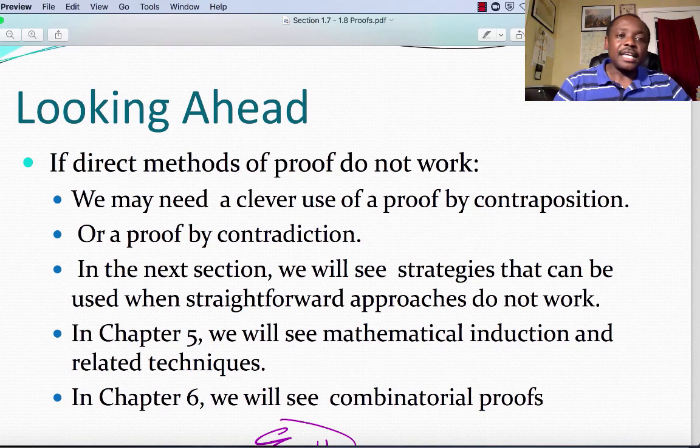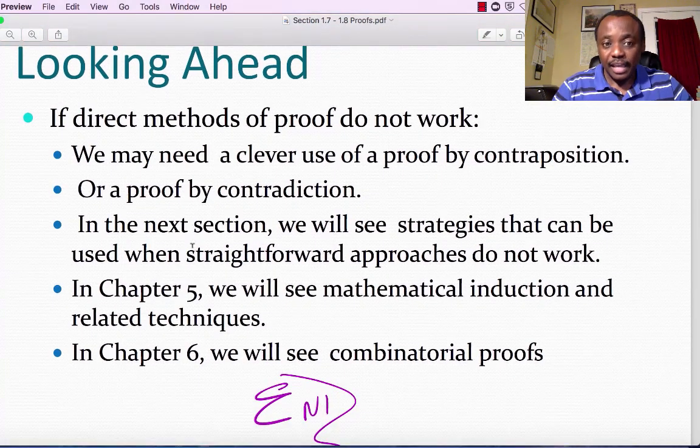Now, looking ahead, if direct methods of proof do not work, we may need a clearer use of a proof by contraposition or a proof by contradiction. In the next section, we will see strategies that can be used when straightforward approaches do not work. That would be section 1.8. And then in chapter 5, we would see what is known as mathematical induction. That's another proof technique.